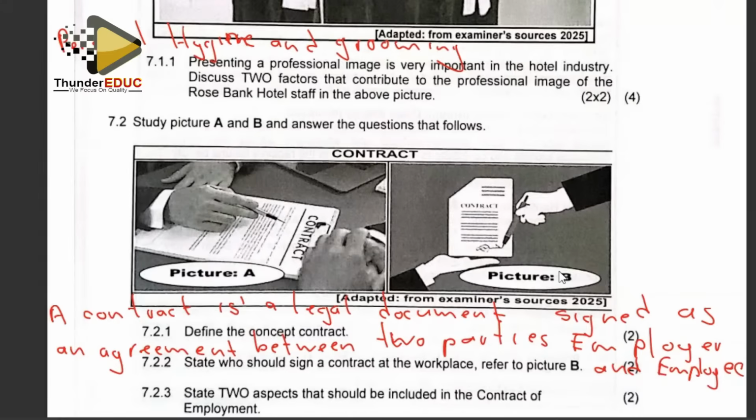Then state who should sign a contract at the workplace, refer to picture B. Who should sign a contract at the workplace? So, at the workplace, an employee who has been appointed, anyone offered a job, or anyone who has accepted a job offer.